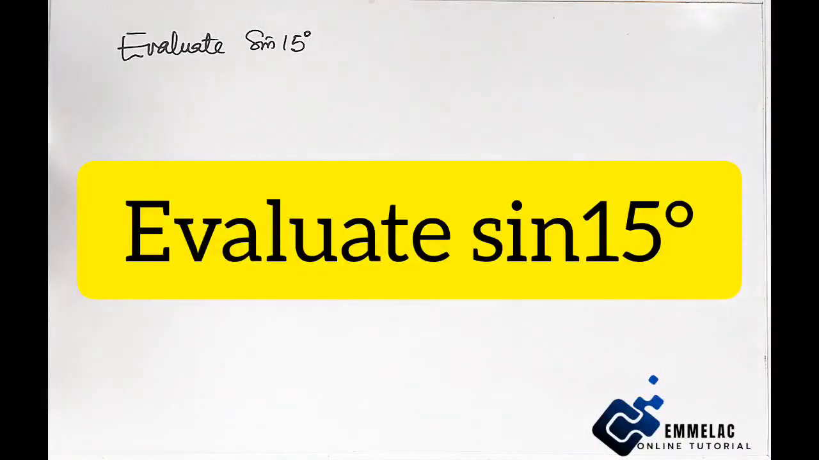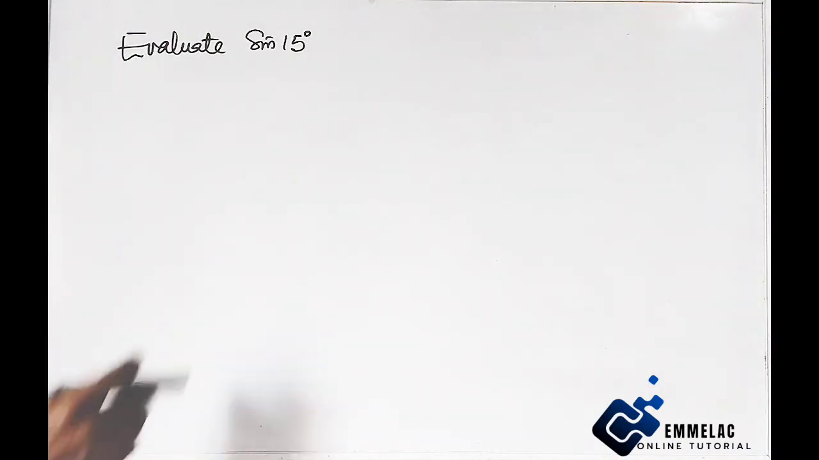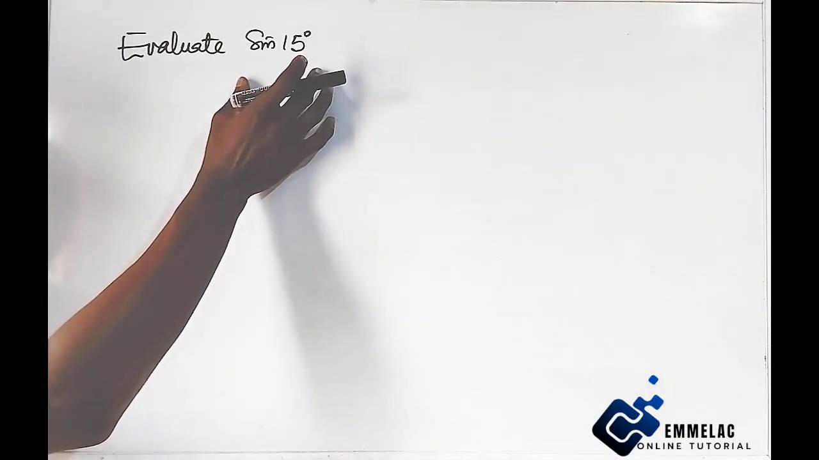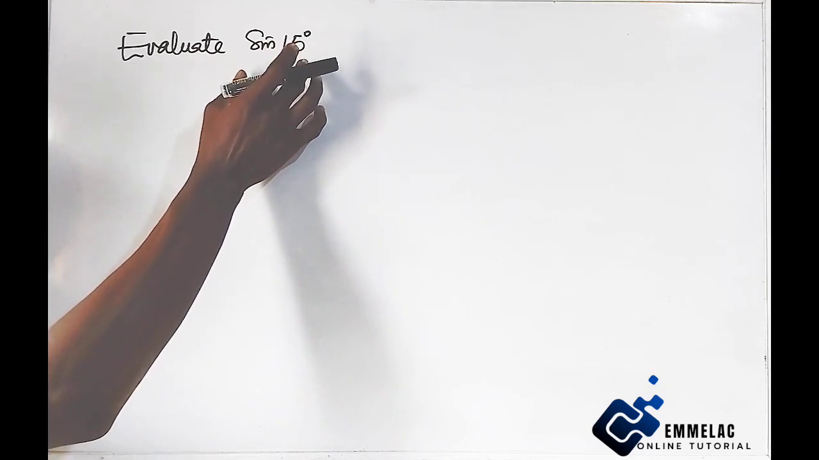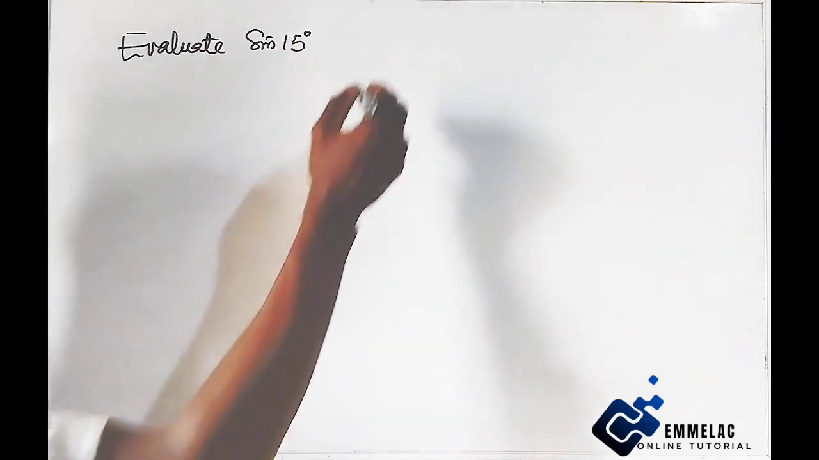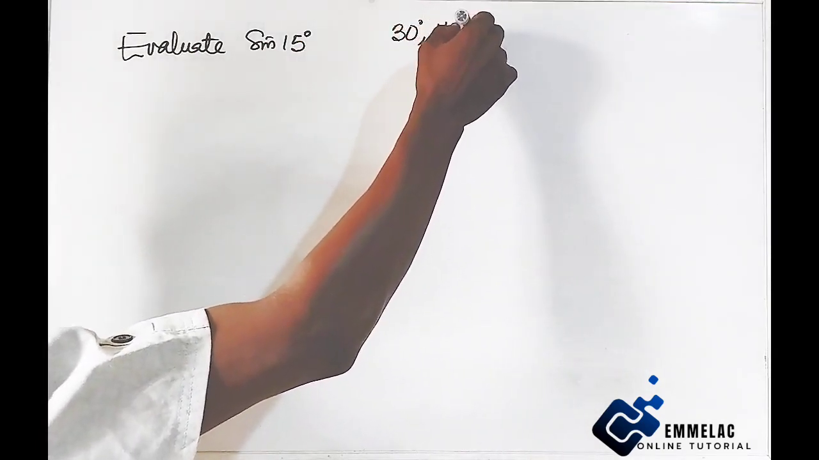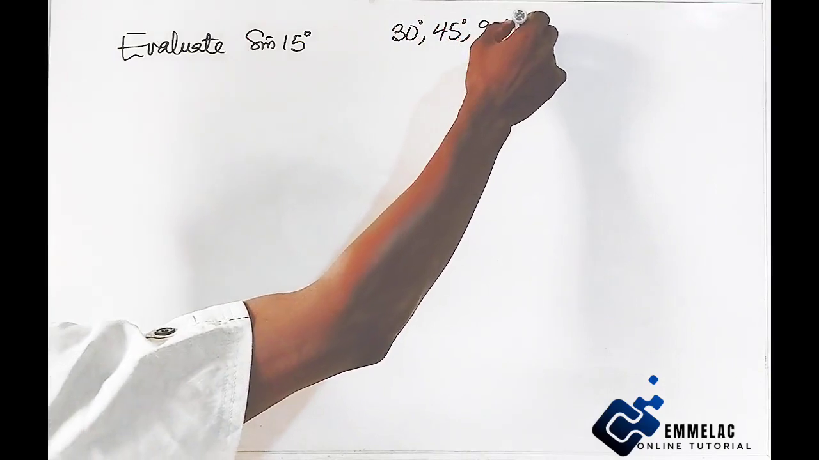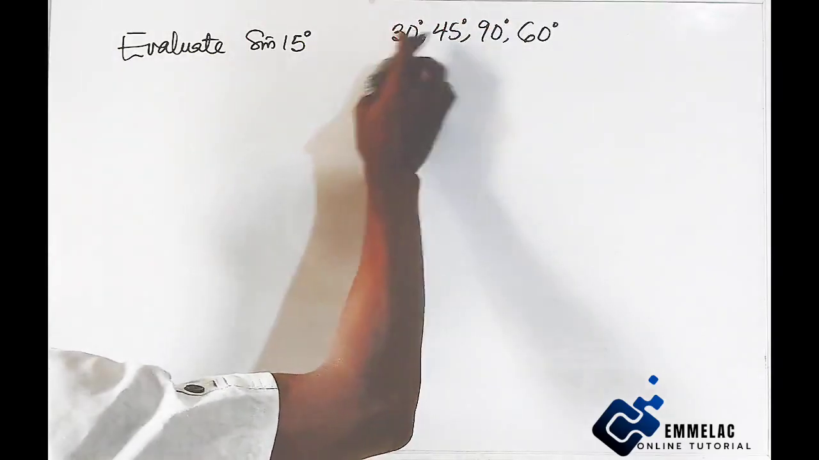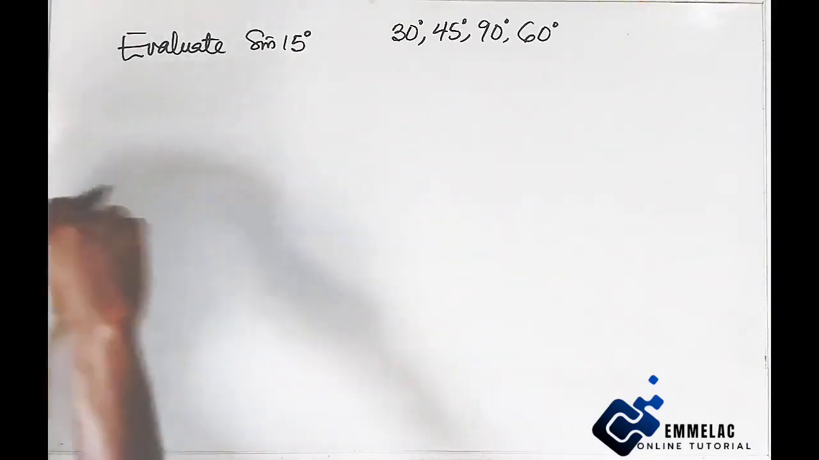Let us evaluate sine 15 degrees. Now ordinarily we won't be able to evaluate sine 15 degrees because the common angles are 30, 45, 90 and 60, as common trigonometric ratios.